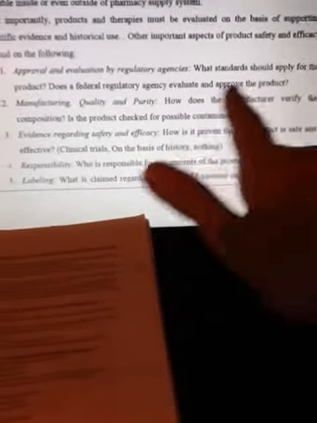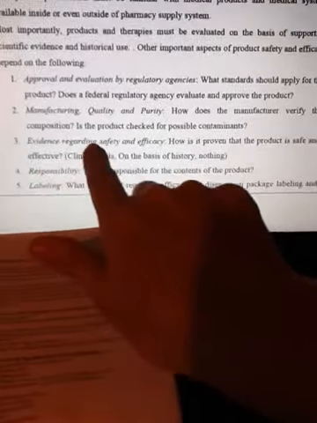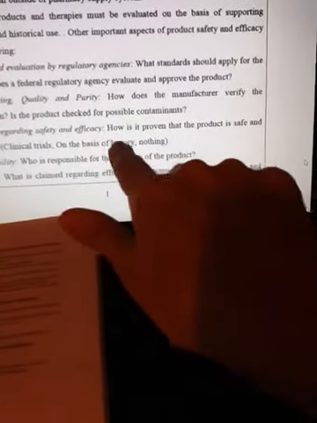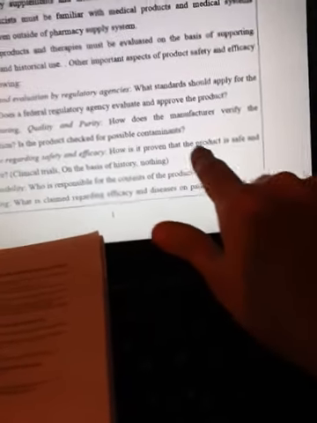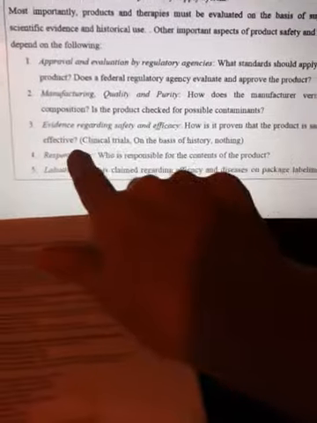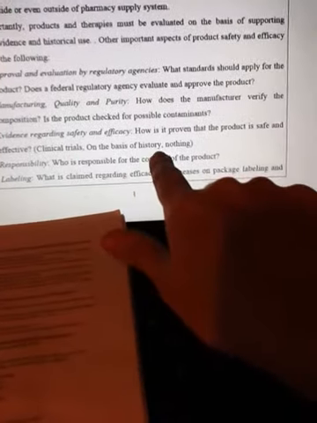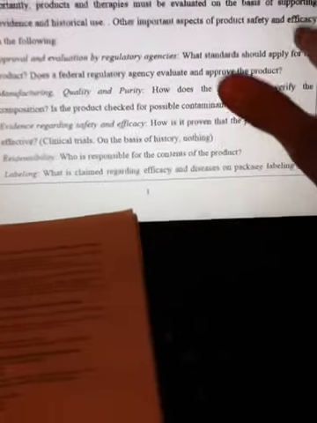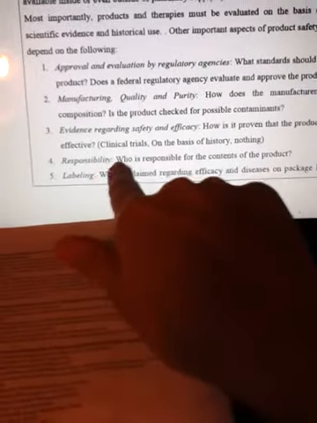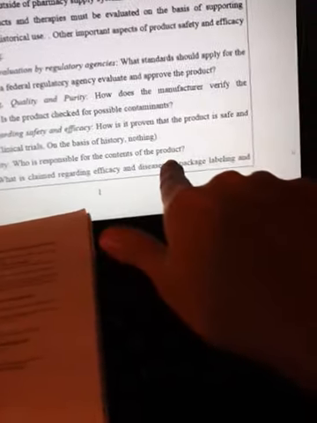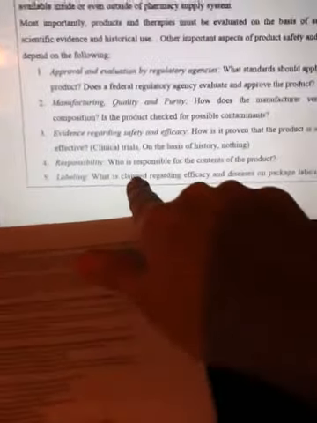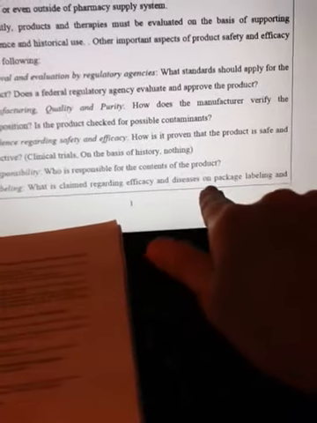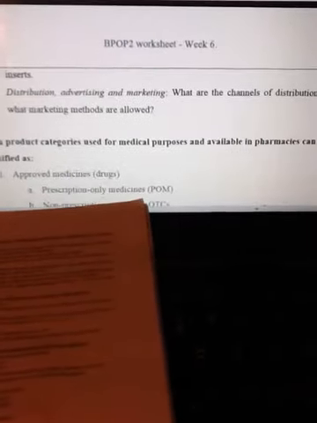Another factor affecting safety and efficacy is evidence regarding safety and efficacy. How is it proven that the product is safe and effective? Clinical trials on the basis of history, or nothing, where nothing was done at all. Another factor affecting safety and efficacy is responsibility. Who is responsible for the content of the product? We see who answers. And labeling: what is claimed regarding efficacy and disease on the package labeling and insert.